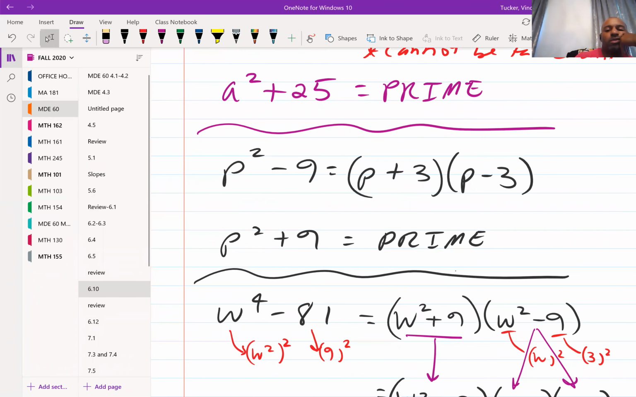All right, so let's just leave it up. Here we have w to the fourth minus 81. Here's my breakdown. W to the fourth is w squared squared. 81 is 9 squared. So that means I can break it up: w squared plus 9, w squared minus 9. Any problems with that breakdown? Is everybody okay with that part?